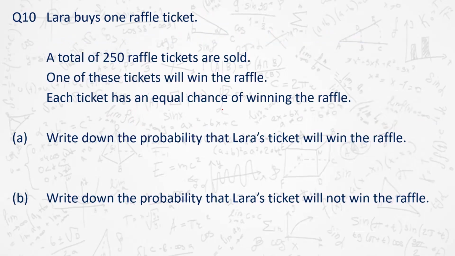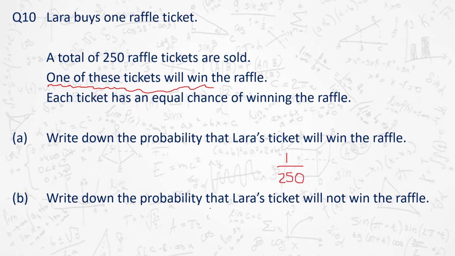Question 10, we have Lara buys a raffle ticket. A total of 250 raffle tickets are sold. One of these tickets will win the raffle. Each ticket has an equal chance of winning the raffle. Write down the probability that Lara's ticket will win the raffle. Okay, one of these will win. So it's 1 out of 250.